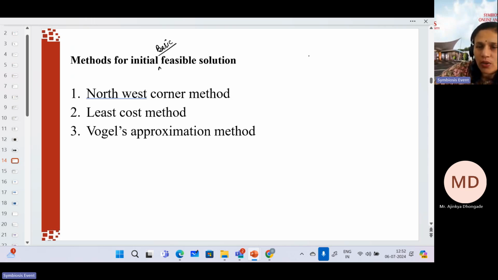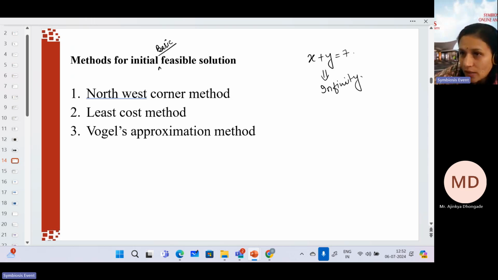If I give you one equation, x plus y is equal to 7, and I ask you the value of x and y, definitely you will answer that the number of unknowns is 2 and the equation is 1. So it is not going to give me a unique solution. It is going to have infinitely many solutions. If you remember in our matrices, we learned that a system is consistent or inconsistent. Consistent means the solution exists, and inconsistent means the solution will not exist.